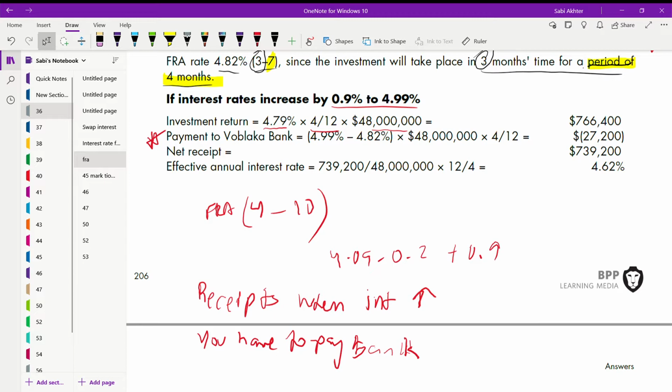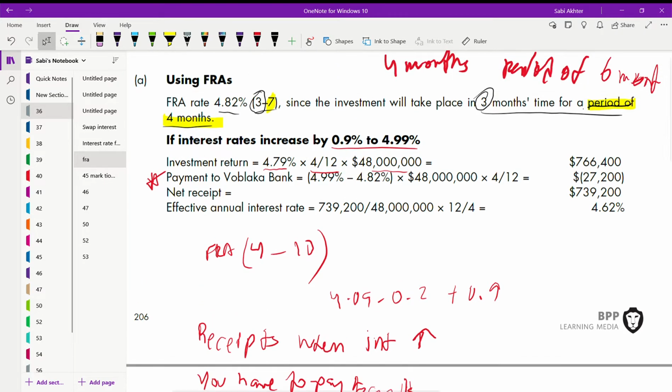When it is the other way around, in receipt, your interest rate is going down. The bank will pay you. They will compensate you for that reduction in interest rate if it goes below FRA, because ultimately it will be fixed at this rate. Look at your FRA. FRA is 4.82 minus 20 basis points, so it will be 4.62 only. It will be fixed at this rate. If it increases, you pay the bank. If it decreases, the bank will pay you.